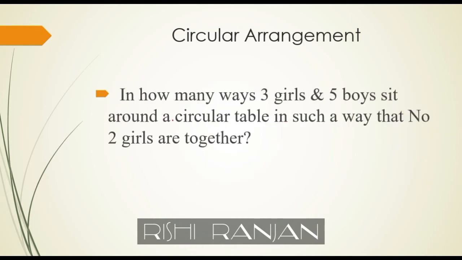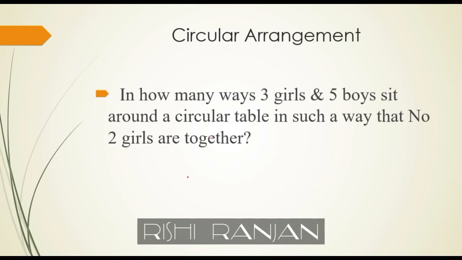Look at the next question. In how many ways can 3 girls and 5 boys sit around a circular table in such a way that no 2 girls are together? Once again, no 2 girls together. Now, whenever you see no 2 girls together, I'm going to start with the boys first.